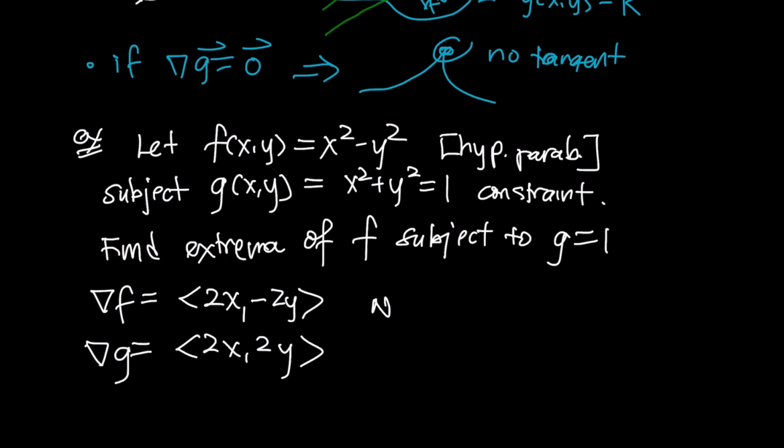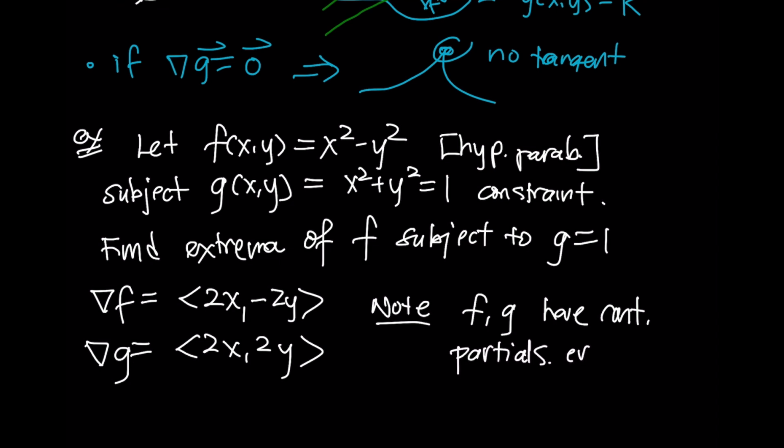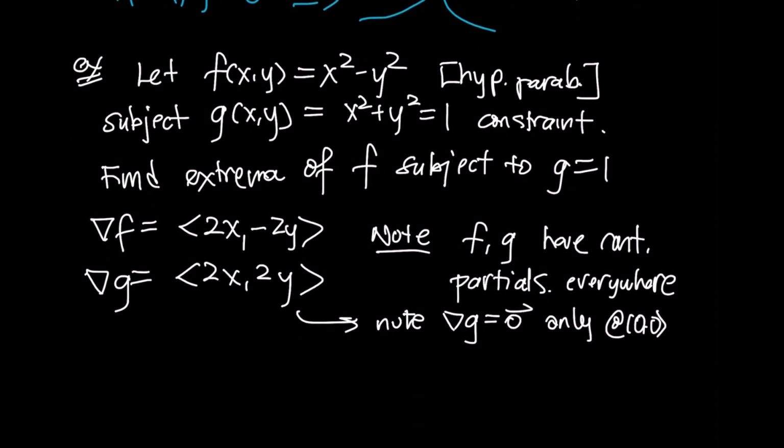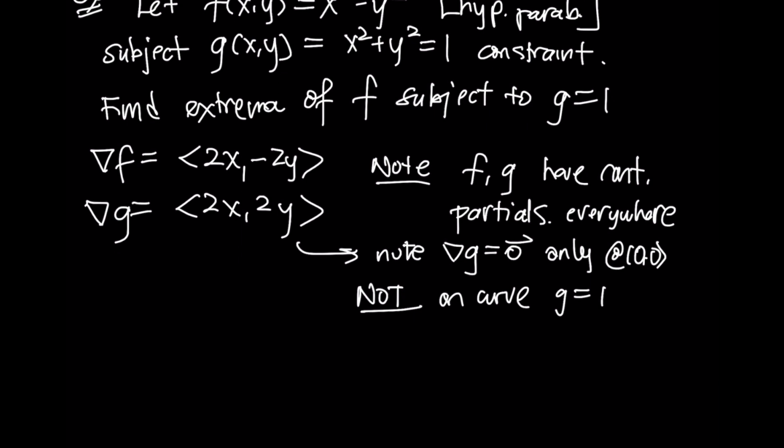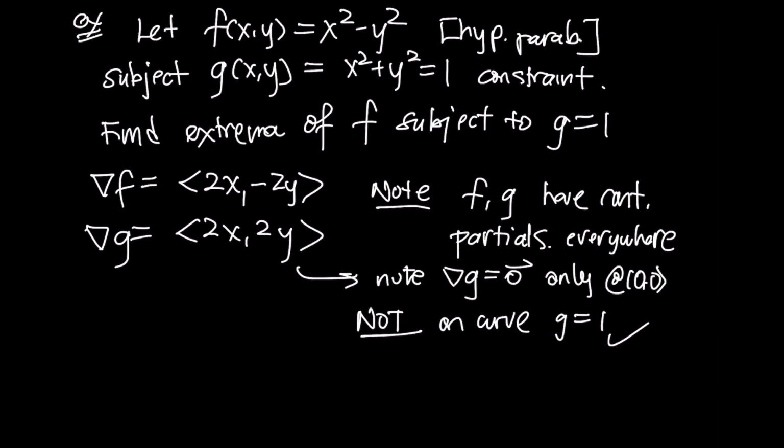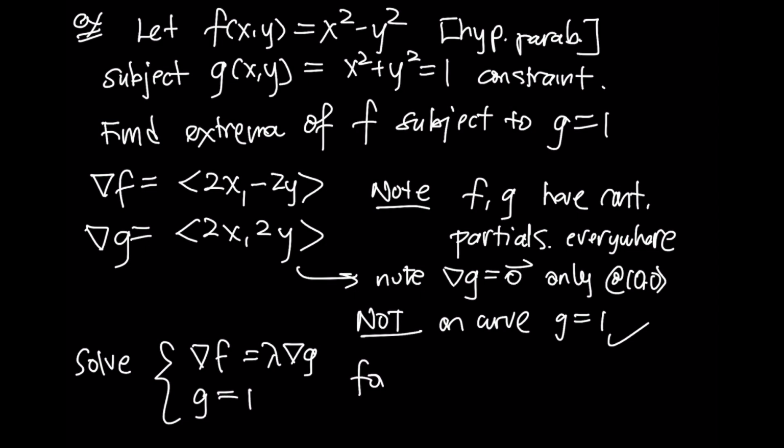And in both of these cases, f and g have continuous partial derivatives. You can just look at the components of these vectors and see that they are going to be defined everywhere. You will also see that the gradient of g equals 0 only when we're at the point 0, 0. But this point is not on the curve g equals 1. That point does not exist on the unit circle. So I'm going to satisfy the conditions. Now what we have to do is solve the system grad f equals lambda grad g and g equals 1. We have to solve this for the three variables, x, y, and lambda.